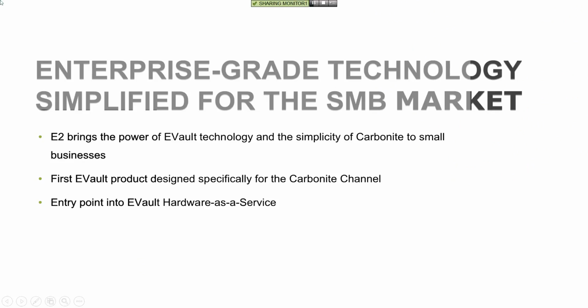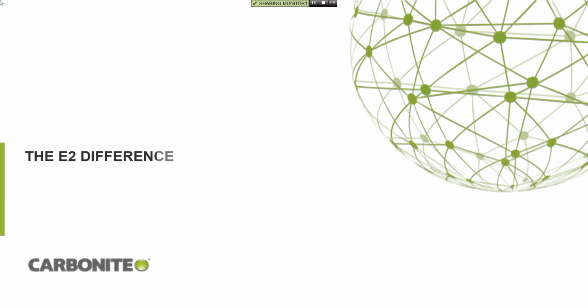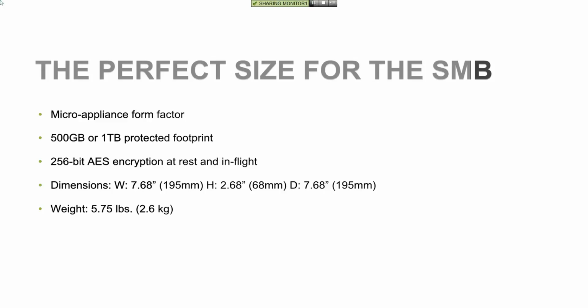Okay, so with that, I'll jump into a little bit more about what we mean by an ideal hybrid backup solution for a small business. And so, as mentioned, E2 brings the power of the enterprise-grade eVault technology and combines it with the simplicity that Carbonite has been known for years. And it's the first eVault product that's specifically designed for the Carbonite channel. And we've got a whole hardware-as-a-service model on the eVault side that this is an entry point into that we're really excited to marry up with.